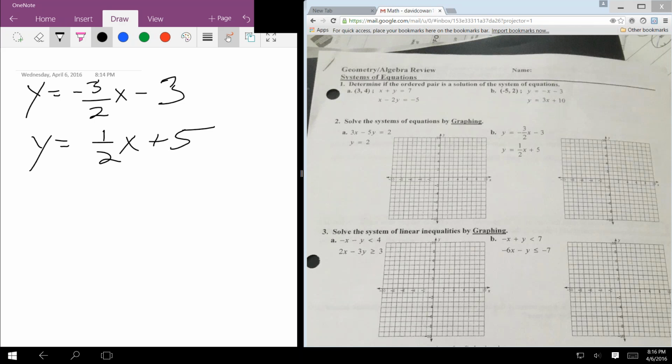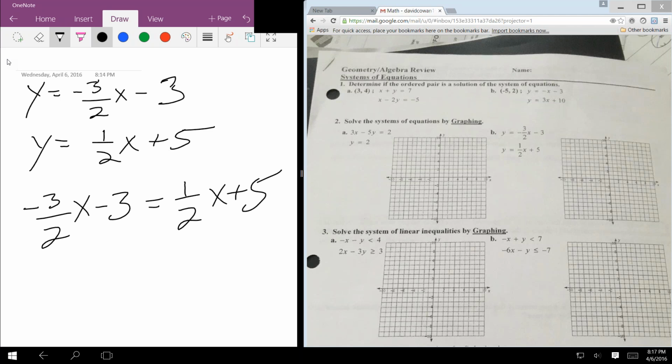So, we would add 3 to both, like the top one, right? No, there's something very important that you need to see here. If I have y is equal to this, I also have y is equal to this. What's the next thing I can write? You can just set them equal to each other. Exactly. And that's a really important thing to realize. And now I have one equation with one variable. What's my next step?